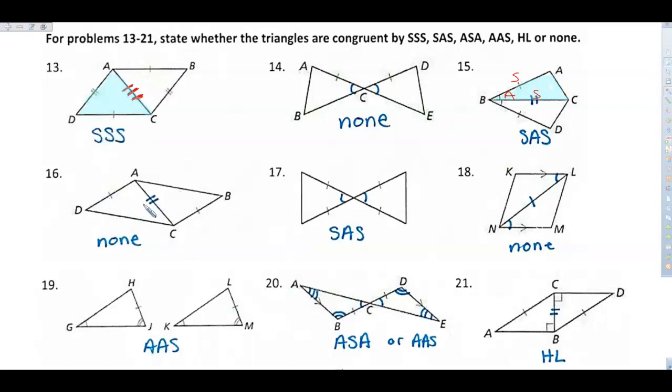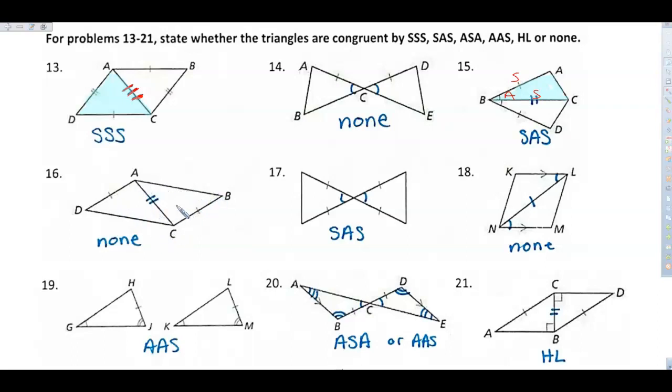Number 16, I can mark that reflexive side. But again, I cannot mark the third pair of sides because I don't know that those are congruent. That's not given to me. I don't have anything that says midpoint or bisect, so I cannot mark those sides.